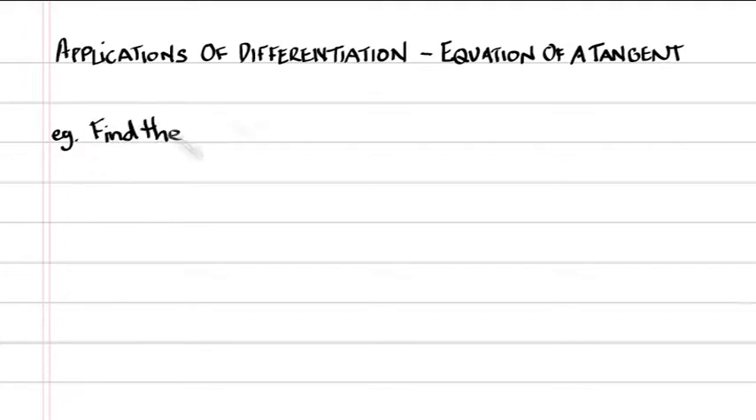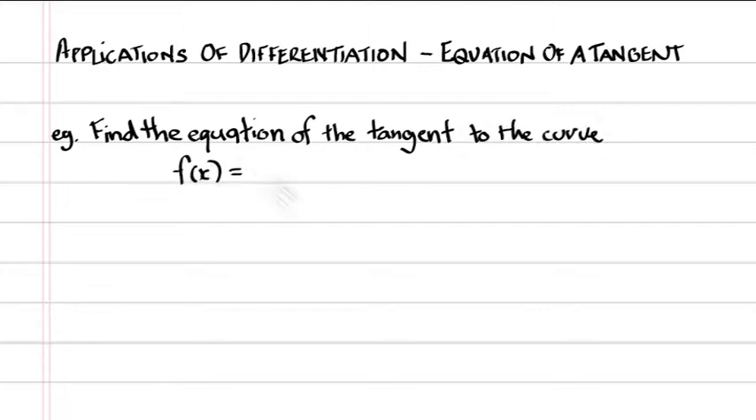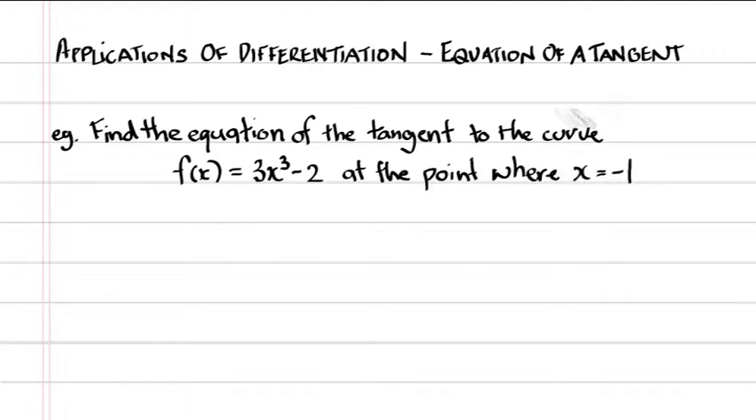In this example, I'm going to find the equation of the tangent to the curve f of x equals 3x cubed minus 2 at the point where x is equal to negative 1. Now, just for reference sake, I'll call this first equation equation 1 so we can refer back to it a little bit later on.